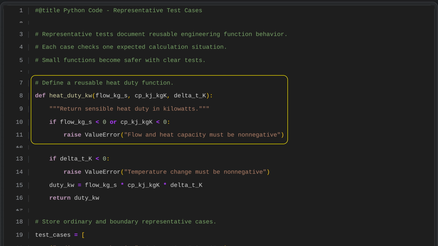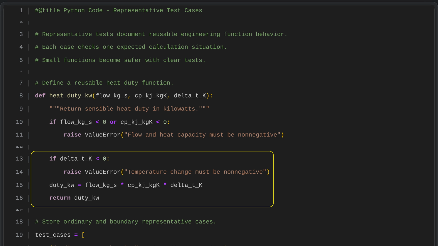The heat duty kilowatt function calculates sensible heat duty from mass flow rate, specific heat capacity, and temperature change. Before doing the calculation, it checks that the flow rate and specific heat capacity are not negative, and raises an error if either value is invalid. This helps ensure the inputs make physical sense.